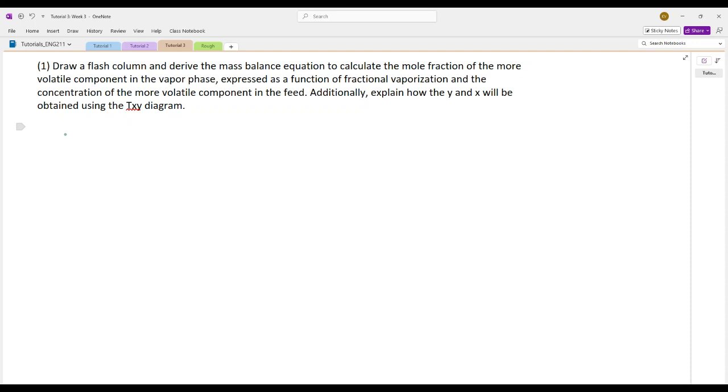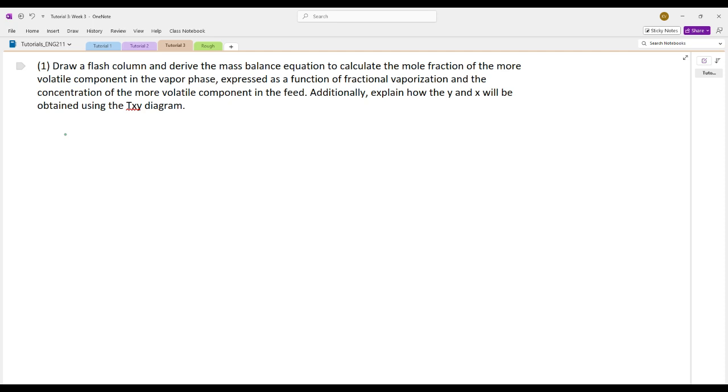We'll solve roughly maybe 5 to 6 problems. Most of them are related to flash distillation, and there are some slightly tougher questions related to distillation columns. So we will see one by one. Let's begin with the easiest problem.